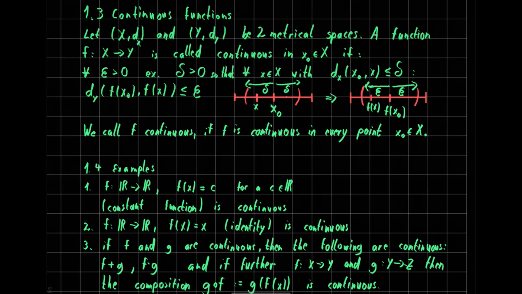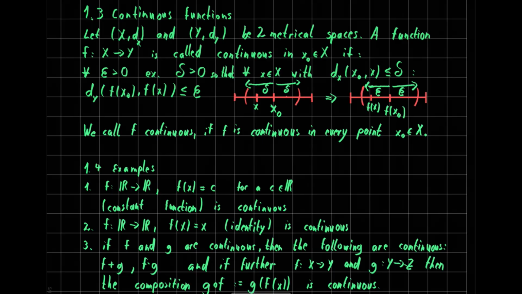What that means is that f(x) can be arbitrarily close to f(x0) if x gets close enough to x0, as you can see in the little graphic I made here. We call f continuous if f is continuous in every x0 in X. Let's look at some examples. 1.4 Examples of continuous functions.